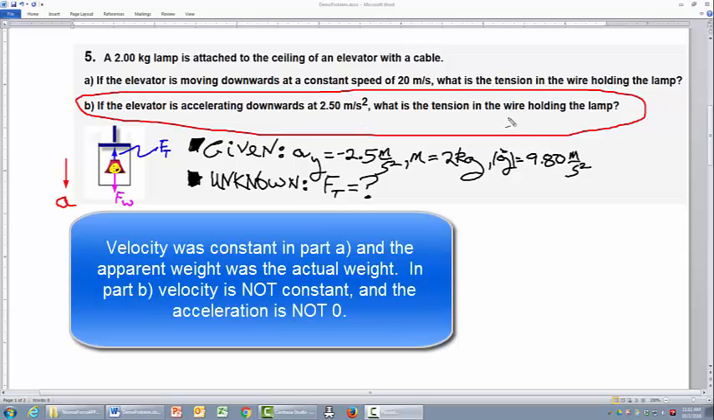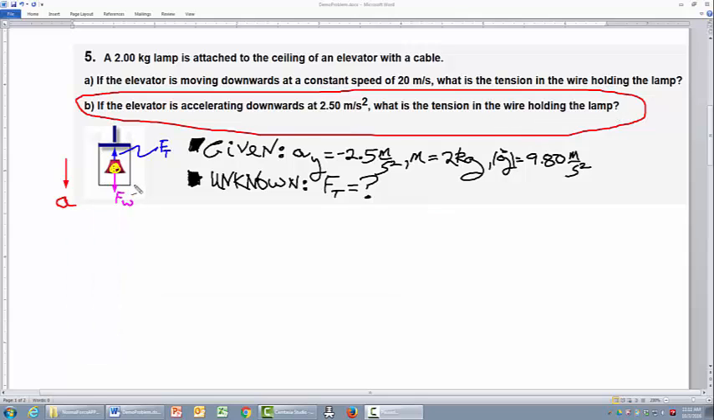Part B, the elevator is now accelerating downwards at 2.5 meters per second squared. What is the tension, or the apparent weight of the lamp, in the wire holding the lamp? We again draw the forces acting upon the lamp, and once again we have the field force of the weight force, or the gravitational force, a non-contact force, which acts downwards. Tension force, or the supporting force, acts upwards, and that's the apparent weight, and that is what we need to solve for. The givens are a sub y is minus 2.5 meters per second squared.